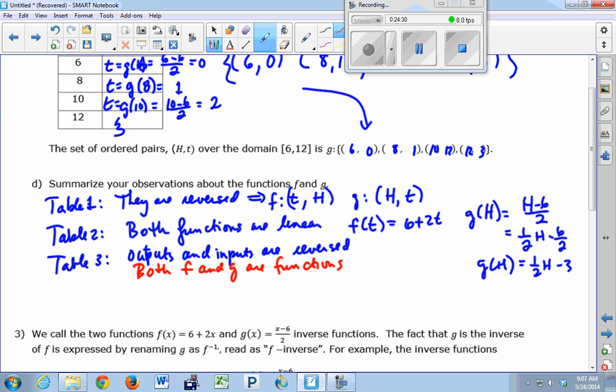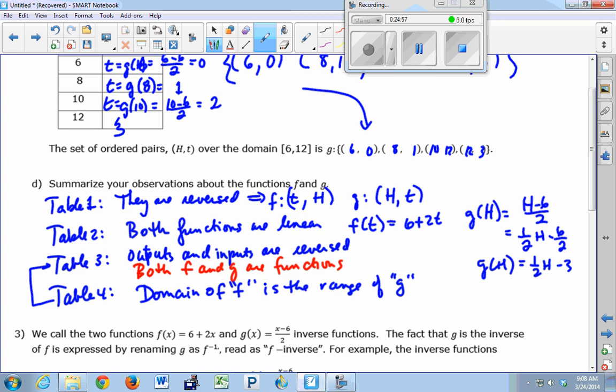Good. A lot coming out of this group. Table 4, anything else? The domain of the function f is the range of g. So that's exactly the same thing, but just different language for what table 1 and 3 observed. They're using the language of function. They're saying the original domain of f, 0, 1, 2, and 3, is the output of our function g. It's the range of g.